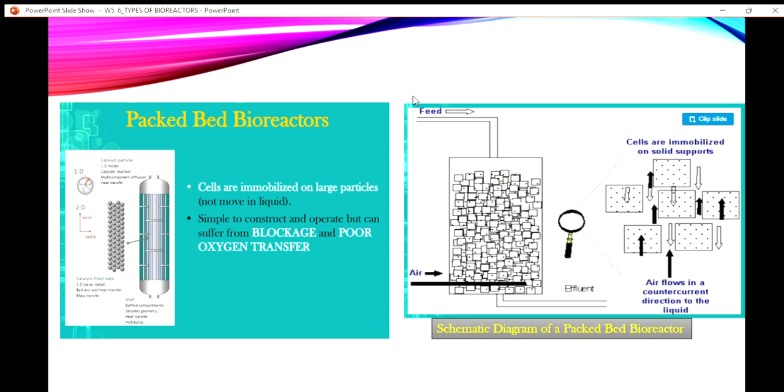So this is the feed coming from the top. This is the effluent stream. This is the air coming from the bottom. You can see here air flows in a counter current direction to the liquid. Liquid coming from the top, air from the bottom. So this is your packing material. The dots are the cells that are already immobilized, or cells attached to the surface of the support material. So the formation of product actually occurs here.